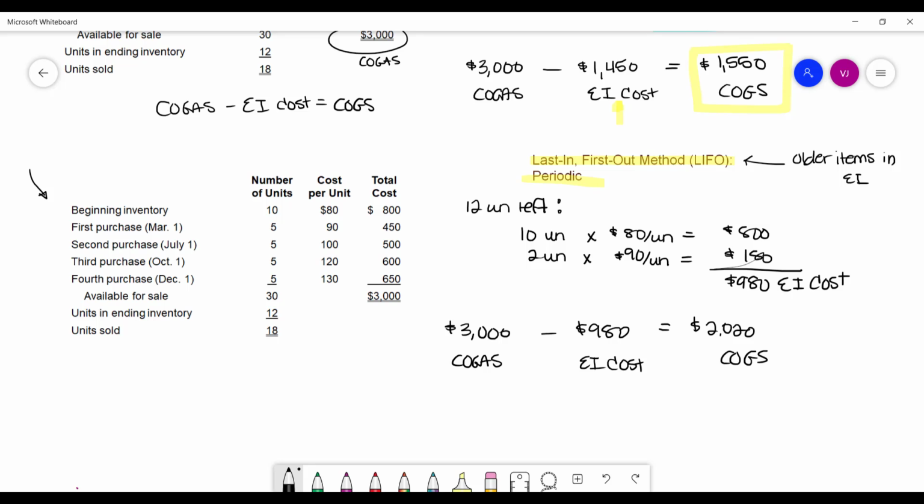So LIFO, FIFO, average cost, specific identification, all of them are applicable regardless of whether a periodic or perpetual inventory system is in use. However, if you're using a periodic system, we just have to remember there's extra math involved to find ending inventory and cost of goods sold at the end of the period. And then you still have to factor in which method you're using, because the method used will affect the cost of goods sold calculation at the end of the day. So that's for part 5 of chapter 8. Continue watching for part 6.